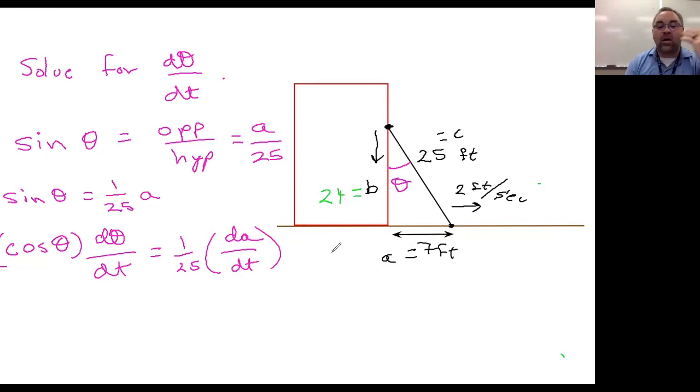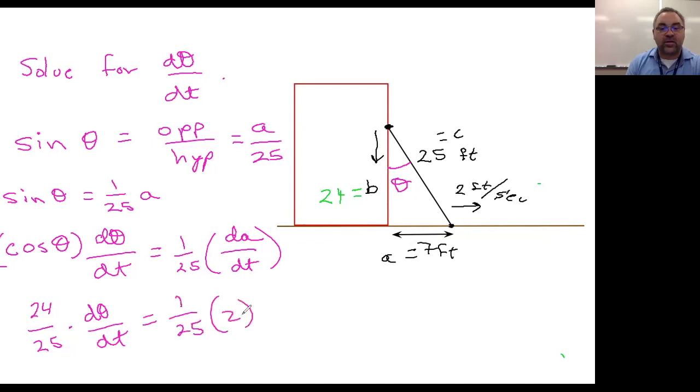And everything we have in here, we either know or it's what we're trying to find. Do we know the cosine of theta right now? Yes, we do. It's 24/25. It's adjacent over hypotenuse. So this is 24/25. We don't know d theta dt. That's what we're supposed to be finding, so that's okay. And dA dt we know is 2. Yeah, it works out great.